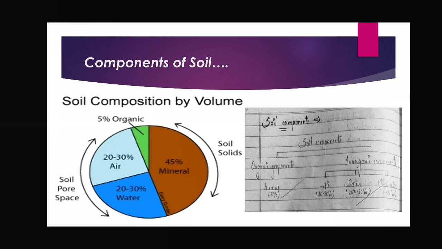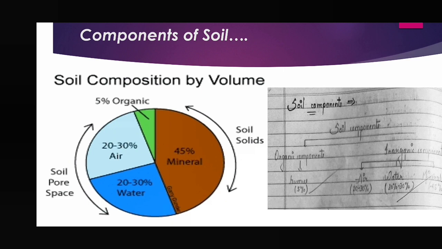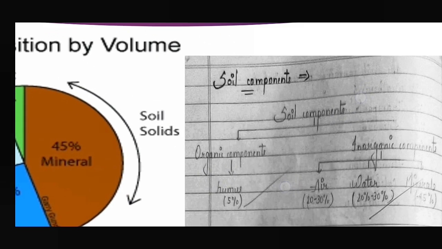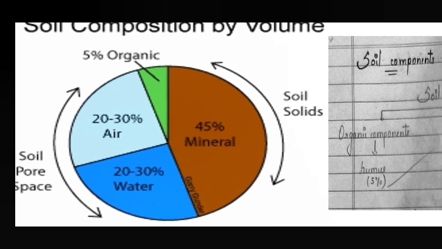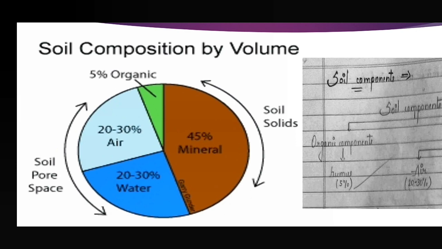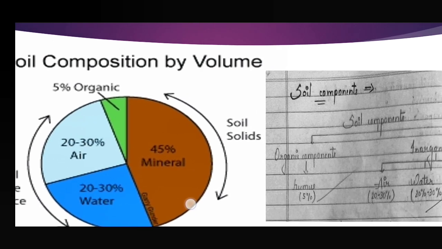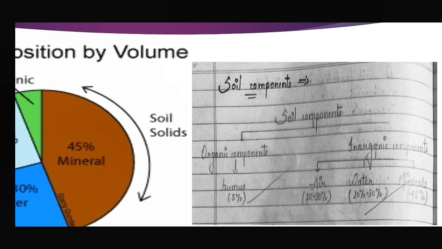Now let us see components of soil. What are the things present in a soil? I have already told in the definition there are 2 types of components present: organic and inorganic. But which are organic, which are inorganic? Let us find out. In this pie chart you see the soil composition by volume. Here air is present, water is present, minerals are present, organic materials are present. Organic material means humus, and the others, air, water, minerals, are called inorganic. Clear? So take a look: 5% organic material, that means humus, 20 to 30% air, 20 to 30% water, and 45% mineral. So those are the soil components.